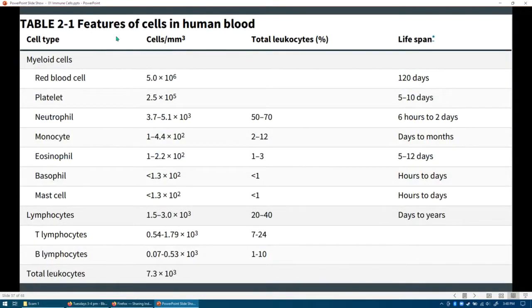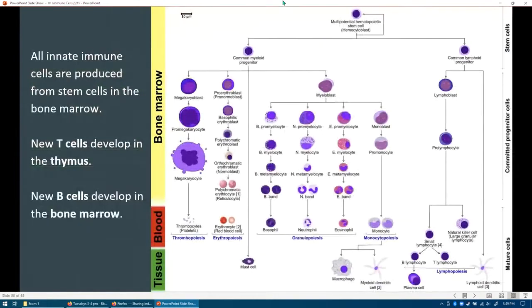These are the subsets of cells, how many there are in the blood, and their lifespan. So, I don't know, sort of interesting. And this is a table showing you the differentiation of all blood cells, anything that comes from bone marrow precursors. Most of the stem cells that give rise to the immune cells and the blood cells are in the bone marrow, the red bone marrow.